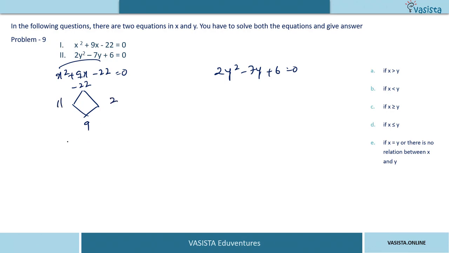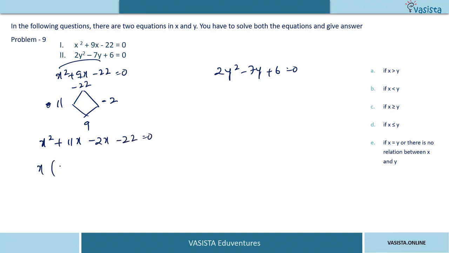11 2s are 22, so minus 11. Right. Plus 11 minus 2, because plus 9 we should get. So x square plus 11x, right, minus 2x minus 22 is equal to 0.